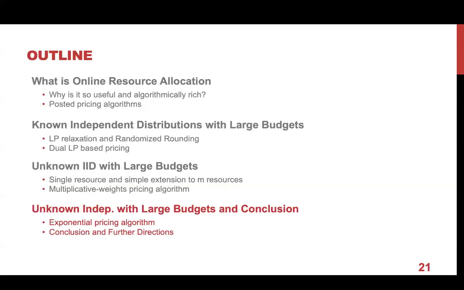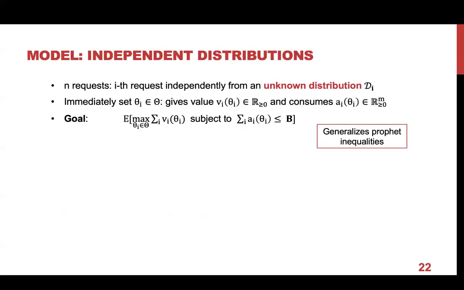Okay, good. So finally, let me quickly talk about what happens for independent but non-identical distributions, which are unknown, and how to get a 1 minus epsilon approximation even in those settings. The setting is, as I said: n requests, and the ith request comes from an unknown distribution Di. You have to immediately set theta I, so as to maximize the expected total value.